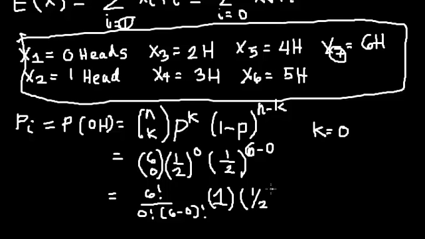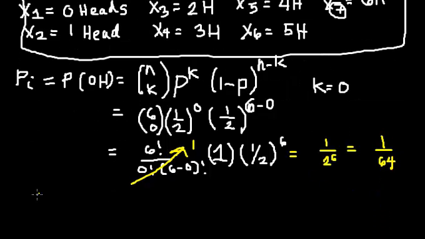So let's just write it down like that. And what is this 6 factorial over that? That's just equivalent to 1, isn't it? And so we're left with 1 over 2 raised to 6, which is equal to 1 over 64. Alright, that's quite nice. Let's go down.